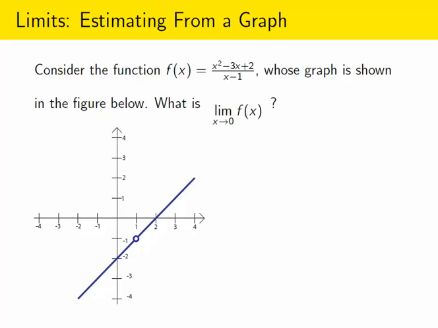That's indicated on this graph by what looks like an open circle. You can plug in any value except a 1. Well, that means we can plug in numbers that are close to 1 and try to evaluate the limit. If we plug in x values that are close to 1 but a little bit larger than 1, we're going to get y values on the graph that are close to -1.